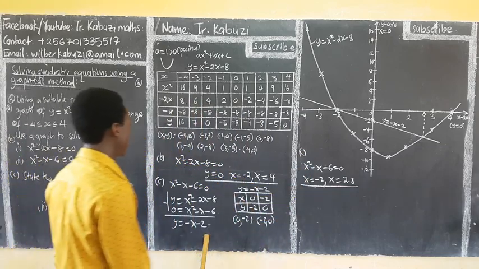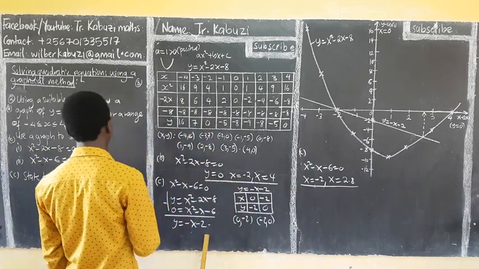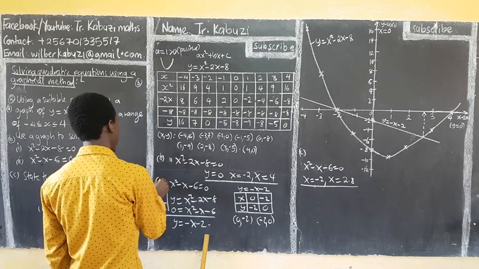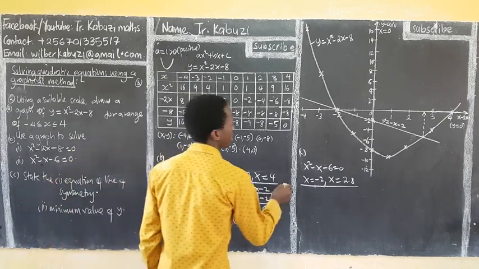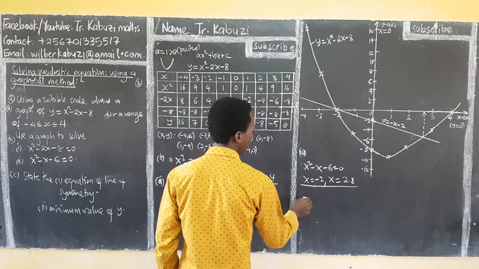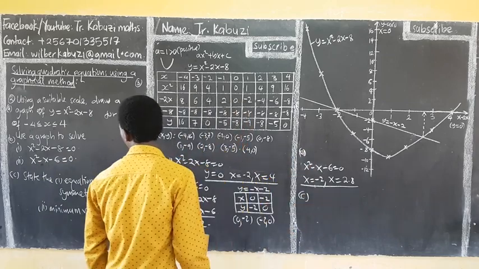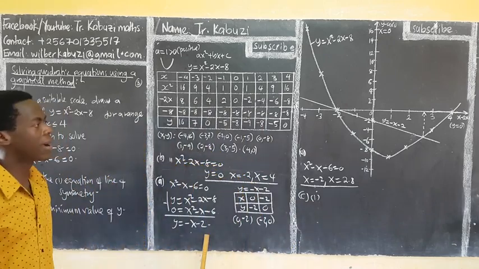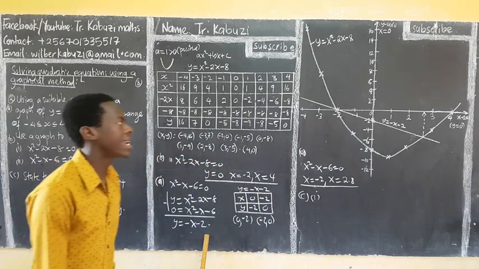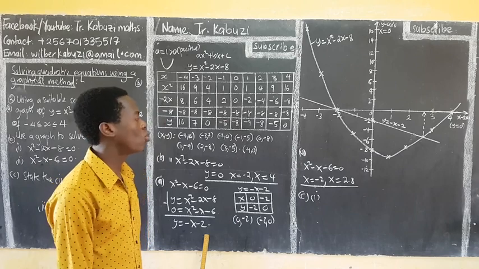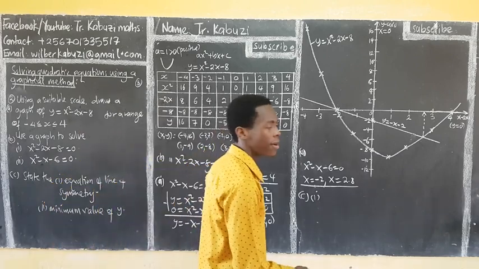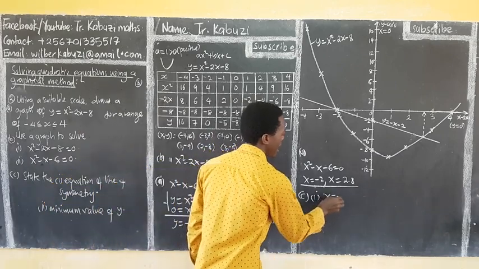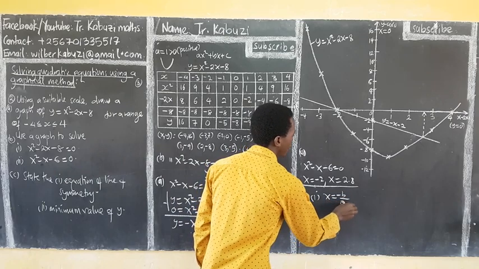Then, part B. This is Roman numeral 1, then this is Roman numeral 2. Then I'm coming to part C, Roman numeral 1: state the equation of the line of symmetry. Now, the line of symmetry is a line that divides the curve into 2 parts, and the equation of the line of symmetry is given by negative b over 2a.